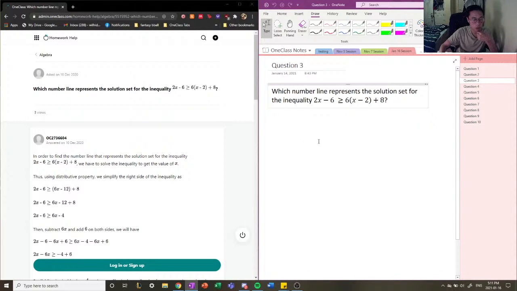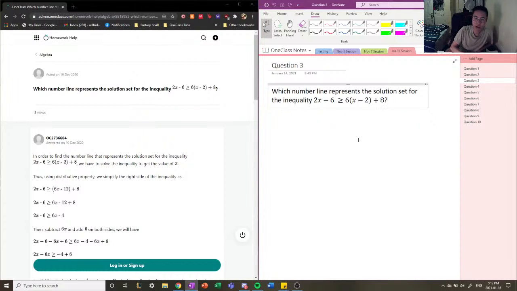Alright, so which number line represents the solution set for the inequality 2x minus 6 is greater than or equal to 6 times x minus 2, plus 8? We have to find the values of x which will satisfy this inequality. One way we can do this is guesswork: we can just guess values of x and hope it makes the left-hand side greater than or equal to the right-hand side. But there's a much more logical way of going through this.